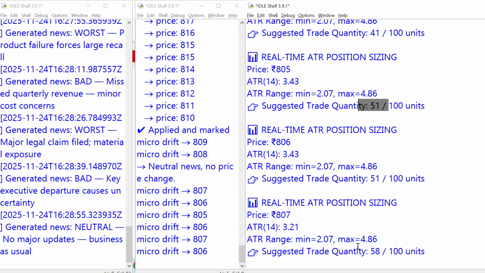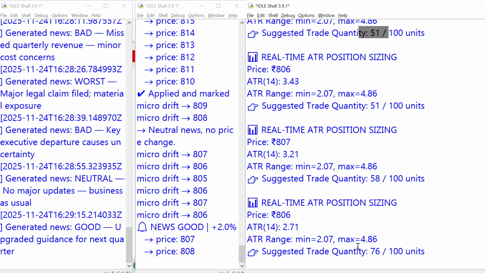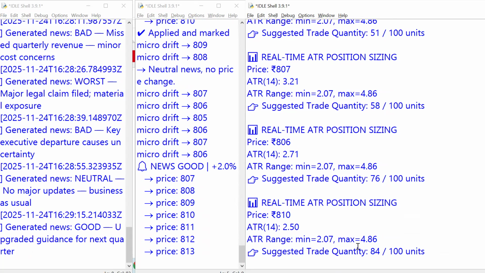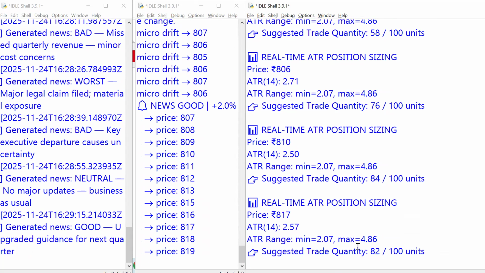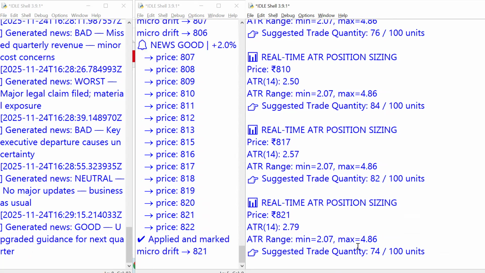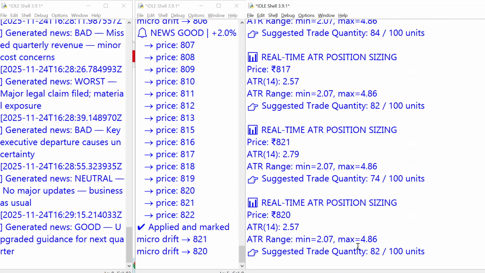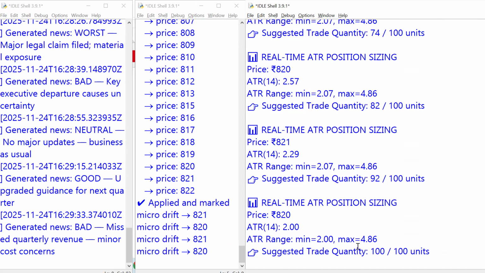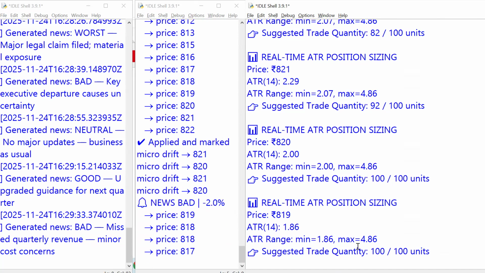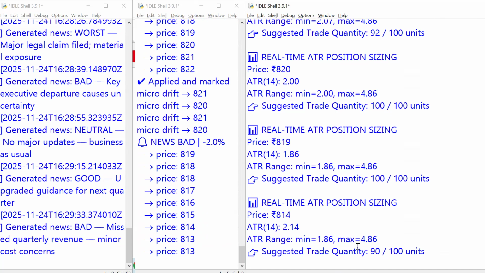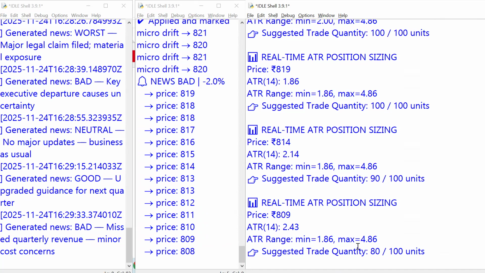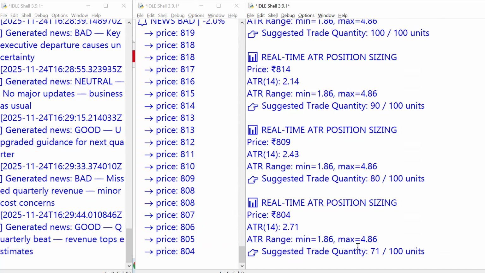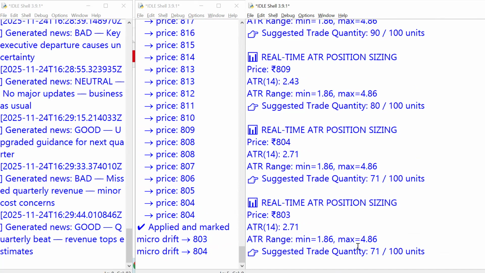Neutral news is flowing again. Okay, good news. The ATR is going to increase for sure. So it is going to suggest a smaller quantity. See the beauty of the market. Okay, bad news has come for sure. So it is going to ask us to go for fewer units. ATR is very small. Still it's suggesting to trade with a small value.